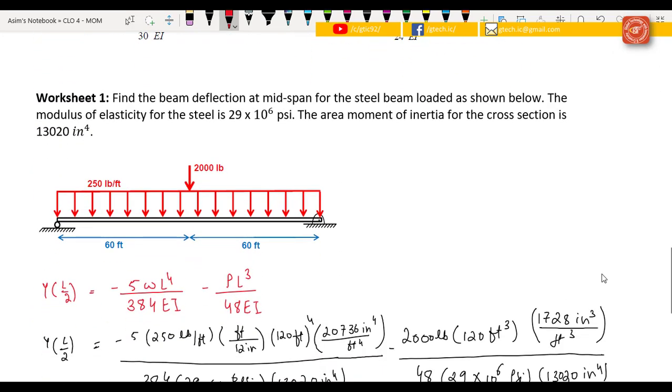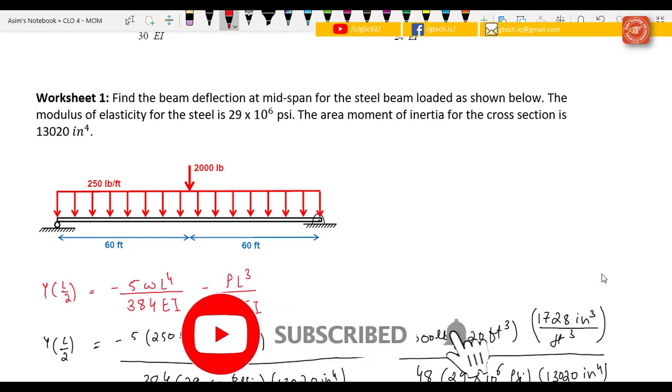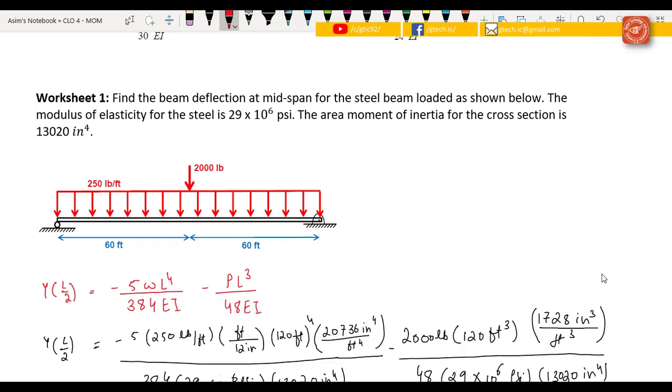Okay, so now here's our worksheet number 1, and in it we have to find the beam deflection at mid-span for the steel beam loaded as shown below. The modulus of elasticity for the steel is 29 times 10⁶ psi, and the area moment of inertia for the cross section is 13,020 inch⁴.